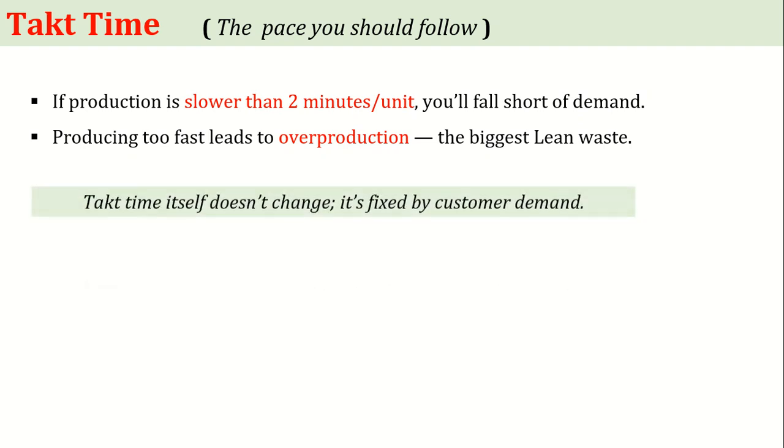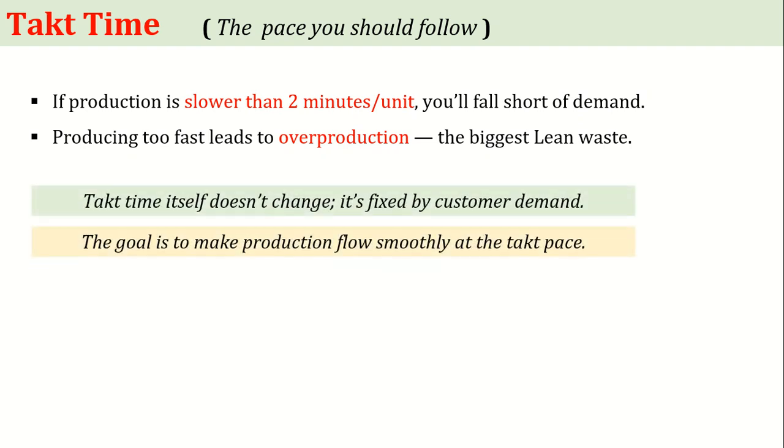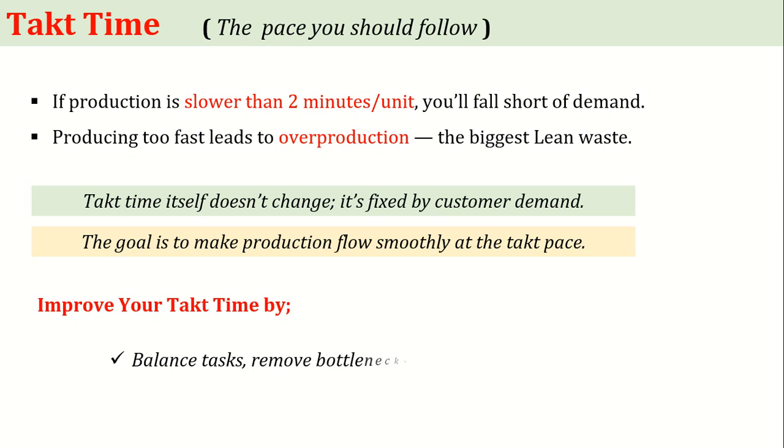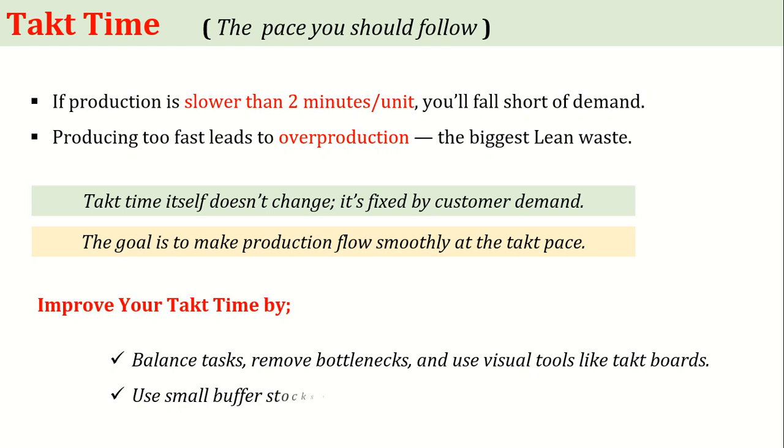Improving takt time doesn't mean changing the takt itself, because takt is set by customer demand, but rather making your production flow smoothly at that required pace. When your processes match the takt rhythm, work becomes steady and consistent. You can achieve this by balancing tasks across operators, removing bottlenecks, and using visual tools like takt boards to track progress. Small buffer stocks can also help manage minor fluctuations and keep the workflow stable.